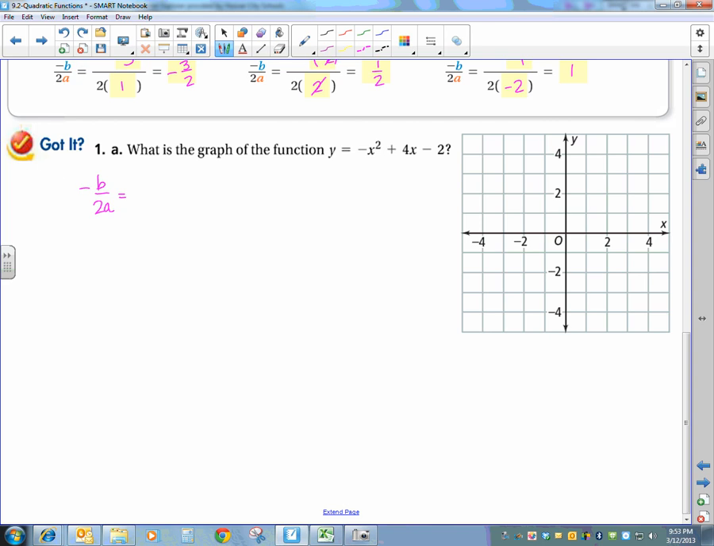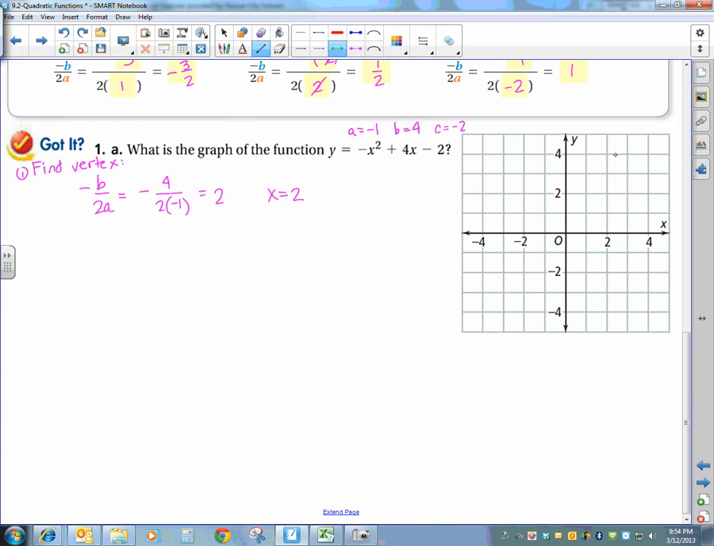So the first thing that we're doing here is finding our vertex. Hopefully you can see from here, a is negative 1, b is 4, and c is negative 2. Actually, we don't need c to calculate it, but it's still good to know it. So I have negative b over 2a, and that simplifies. Our negatives become positive, 4 over 2 is 2. So that's my axis of symmetry, x equals 2.